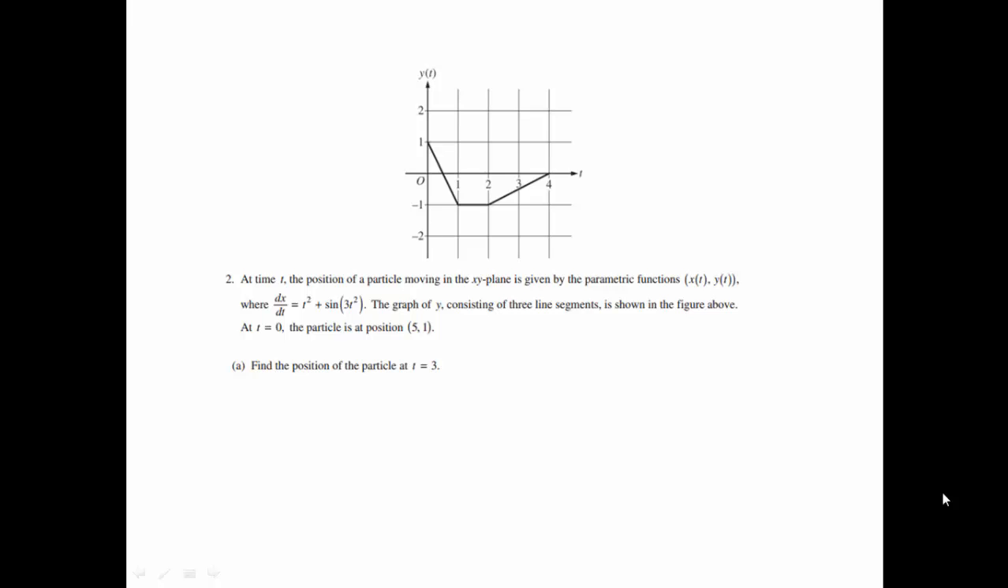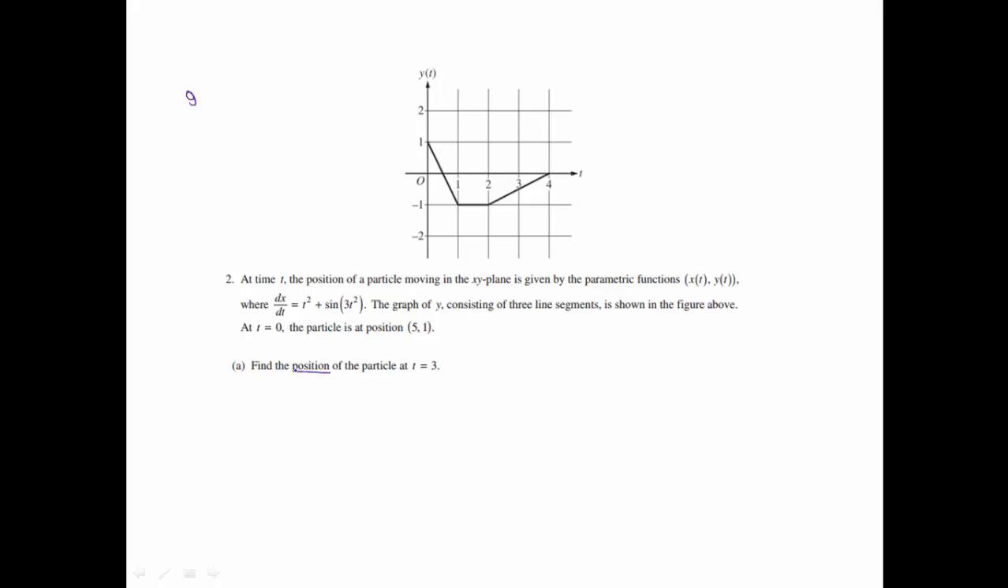Number 2, at time t, the position of a particle moving in the xy plane is given by the parametric functions x of t, y of t, where dx dt equals t squared plus sine of 3t squared. The graph of y, consisting of 3 line segments, is shown in the figure above. At t equals 0, the particle is at position (5, 1). Part A says to find the position of the particle at t equals 3.